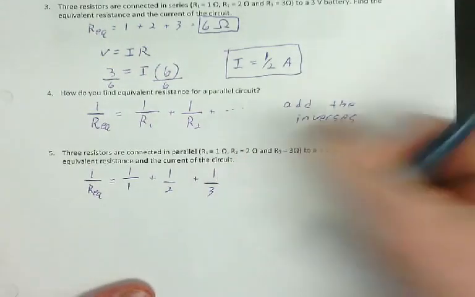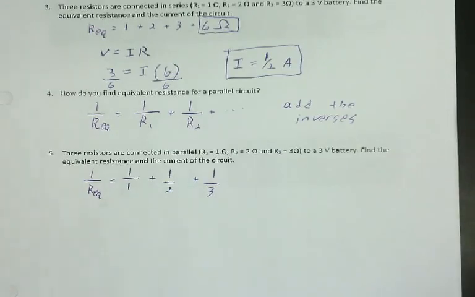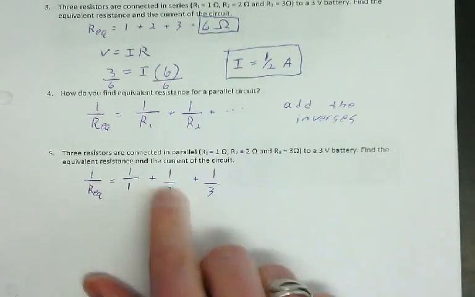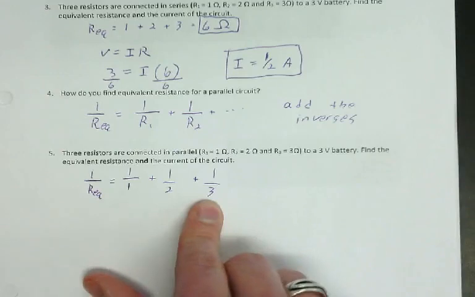I'm going to leave them in fractions, and I need to get common denominators. So the common denominator between 1, 2, 3 is 6. Good.